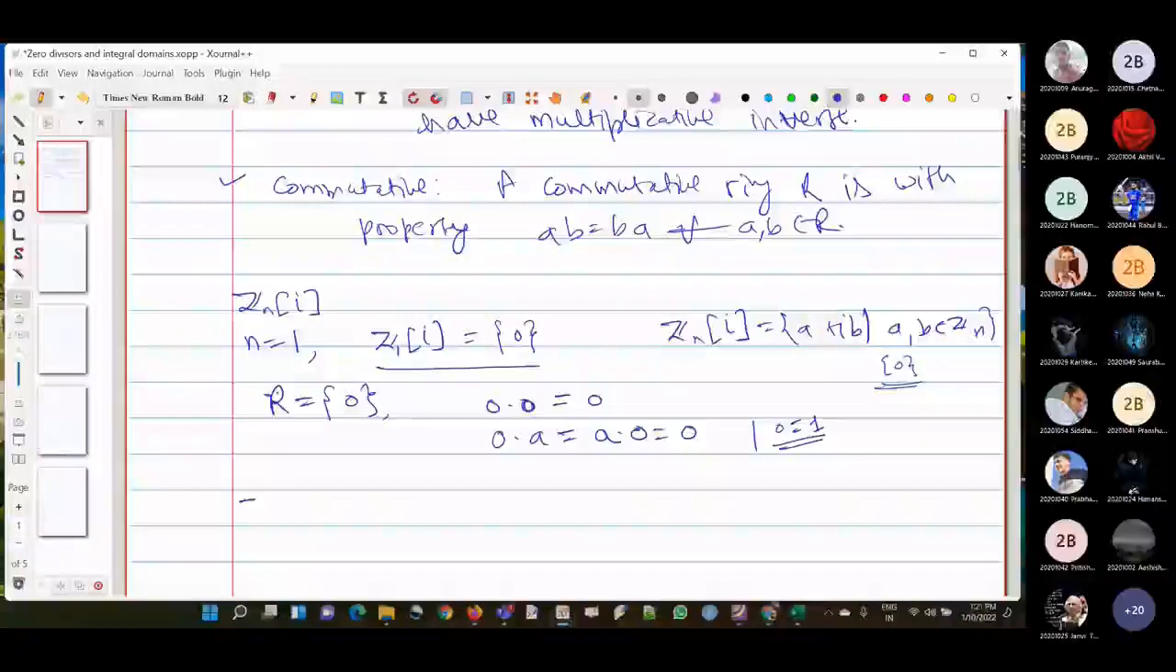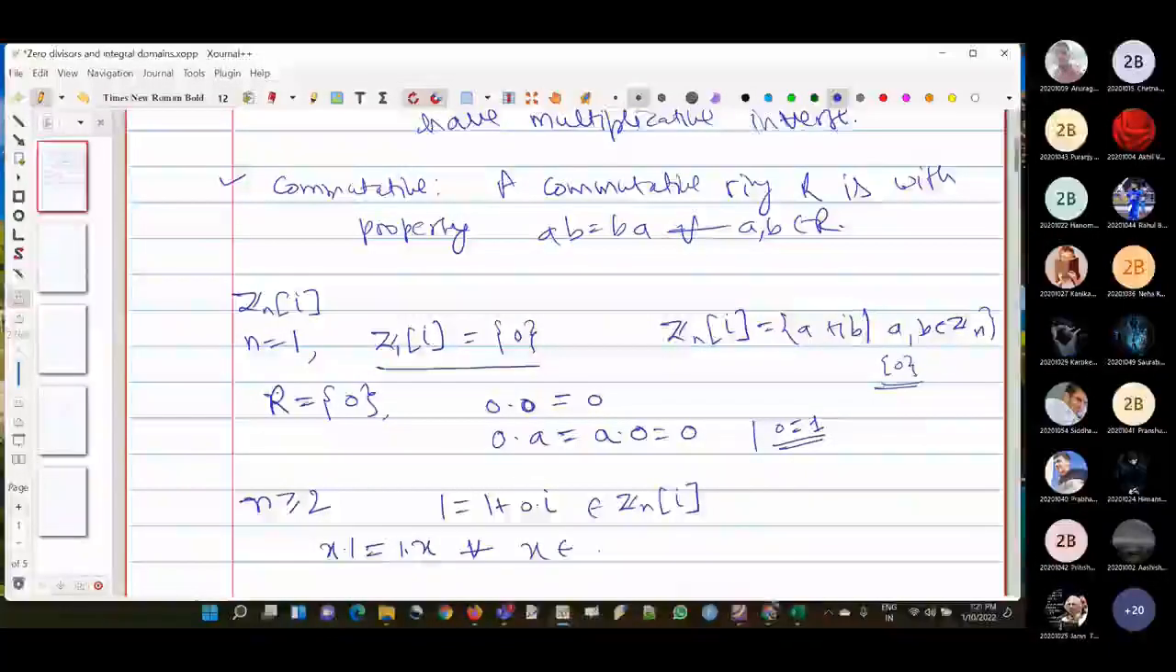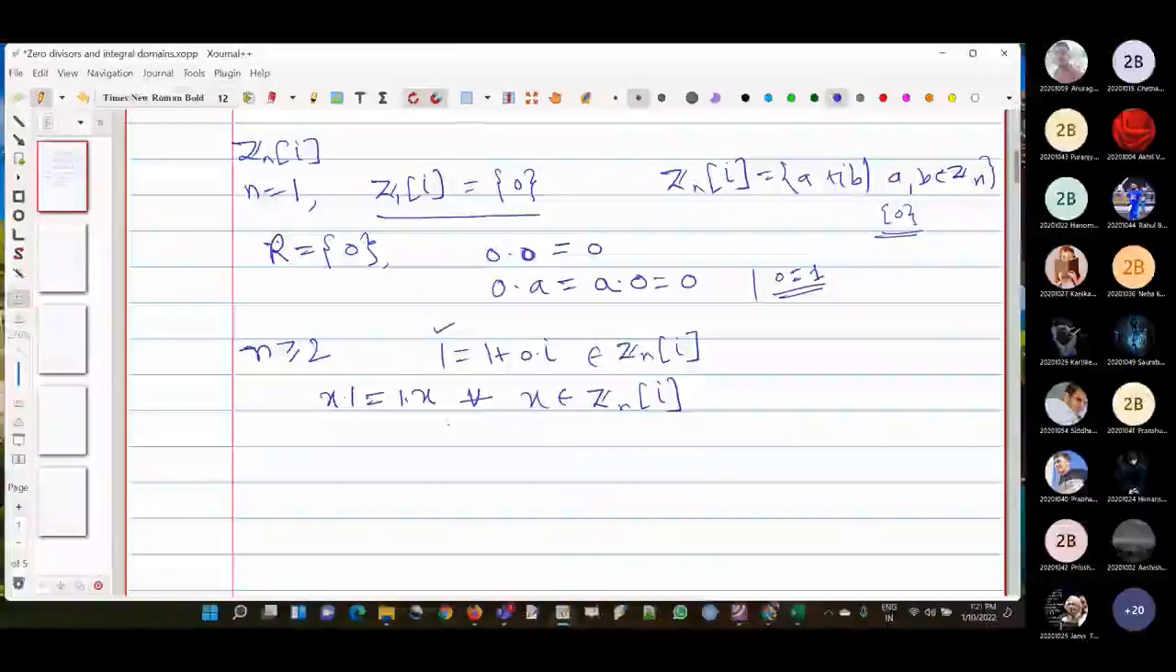What about Zni with n greater than or equal to 2? In this case, we can write 1 as 1 plus 0 times i, and this belongs to Zni. And we can write this 1 as x into 1, or 1 into x, and this is true for all x belonging to Zni. So this works as the unity here. So Zni has unity.